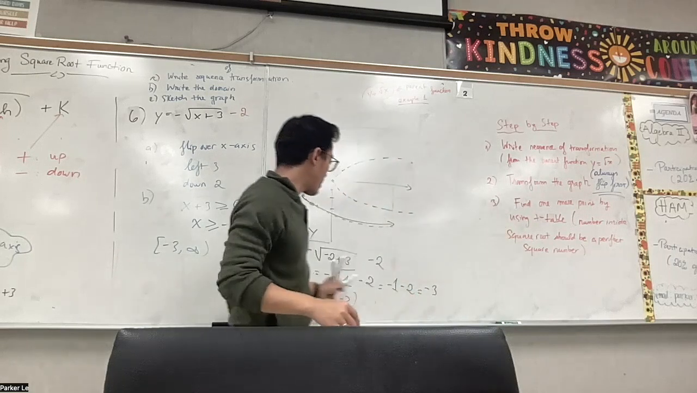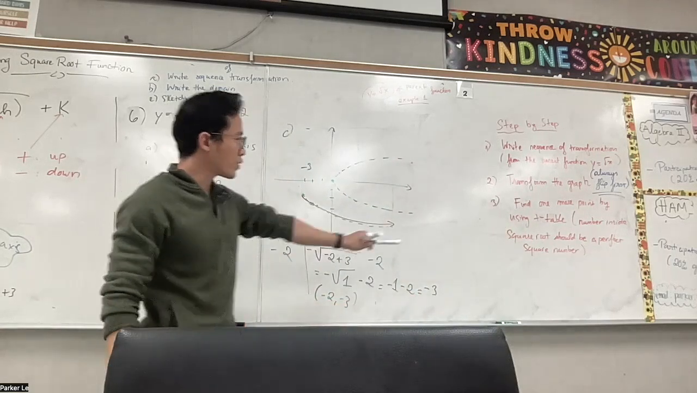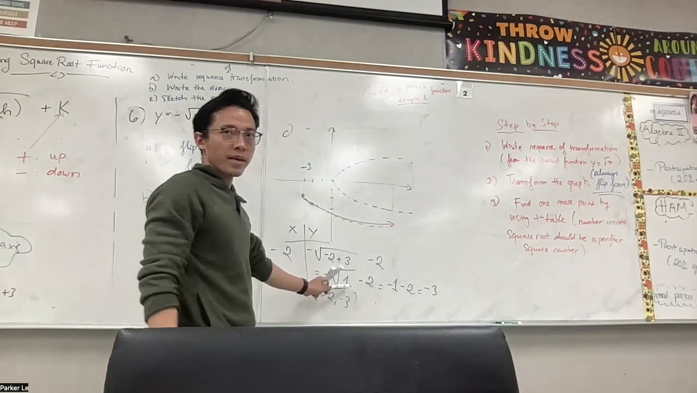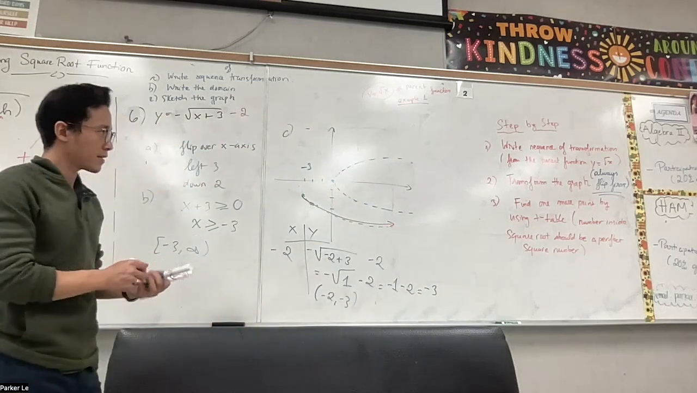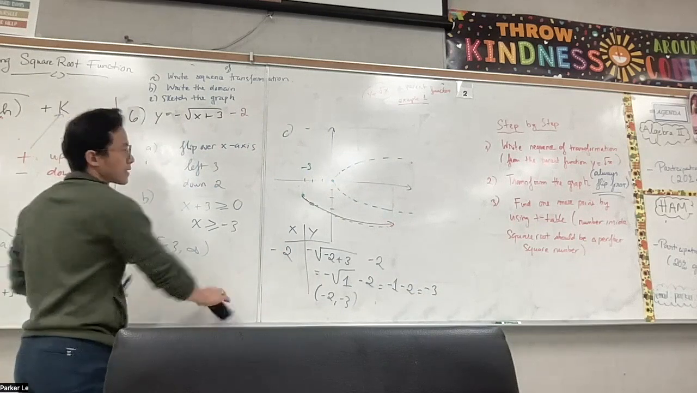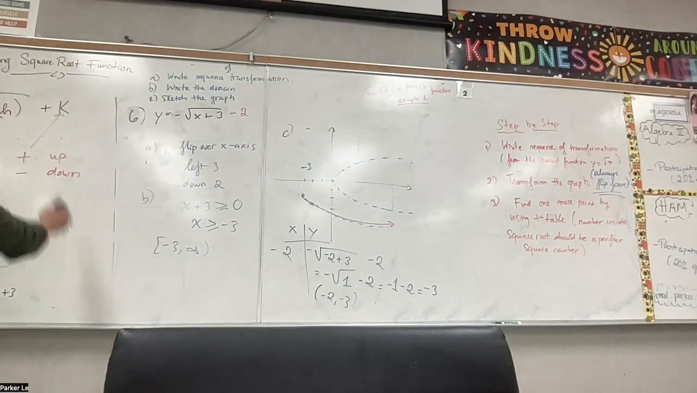The last step is find one more point. Let's see the T table. The square root should be a perfect square number. So the number inside the square root should be 1, 4, 9, something, but the smaller the better. Okay. Are we good? All right. Can I erase this? All right.